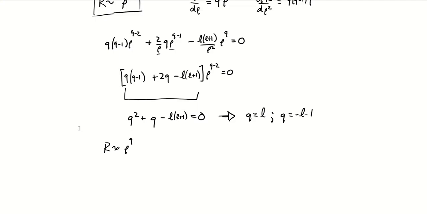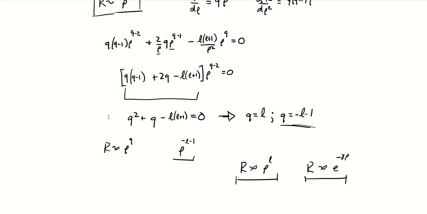So if we look at this, rho to the negative L minus 1 is going to blow up for really small rho. So this solution here is not the one we're looking for. We're expecting, at small r, our R function to go as rho to the L, right? So for small rho or small radius, we expect it to go like that, and for large radius, we expect it to go something like that. So that's essentially what we've got.